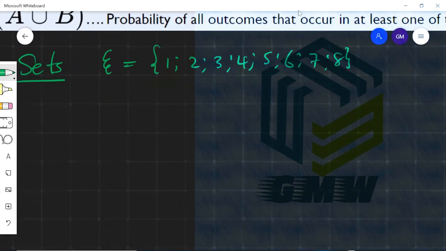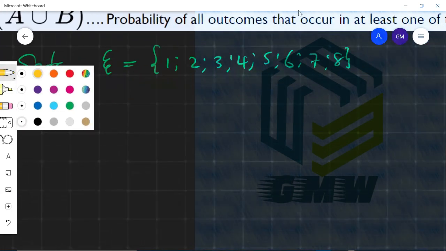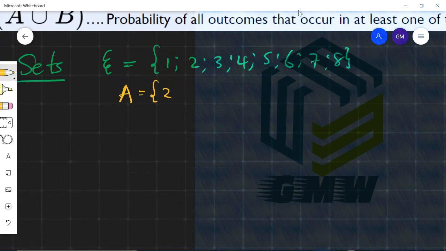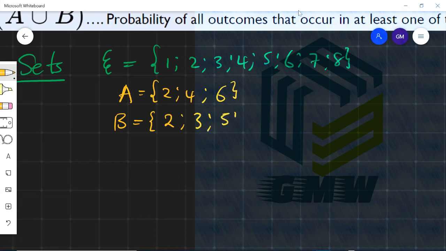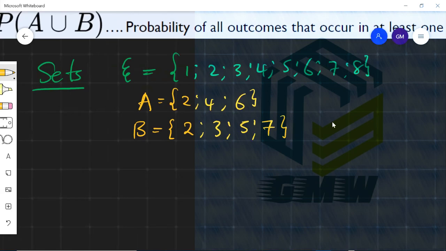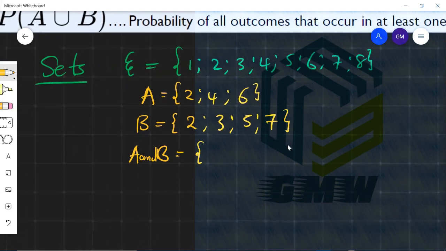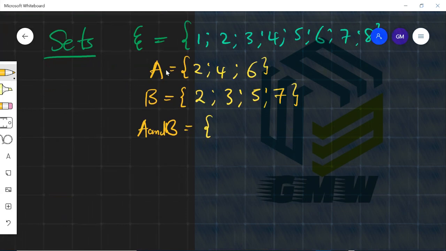You have a very big container, and in that container, you have a certain group A, which is taking the numbers 2, 4, 6. Then you have a certain set B, taking 2, 3, 5, 7. So here, if I ask you A and B, it means I want elements that are found in both A and B.